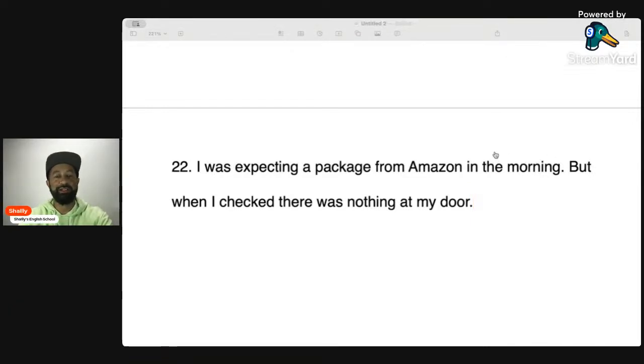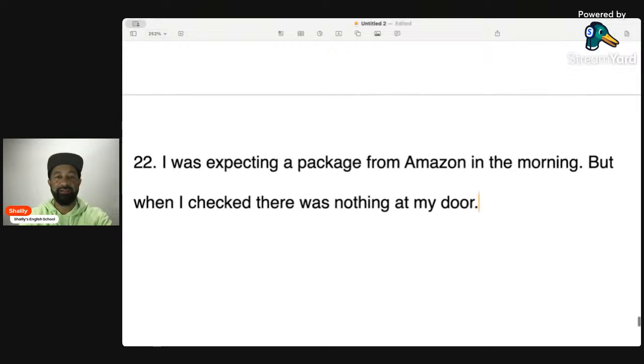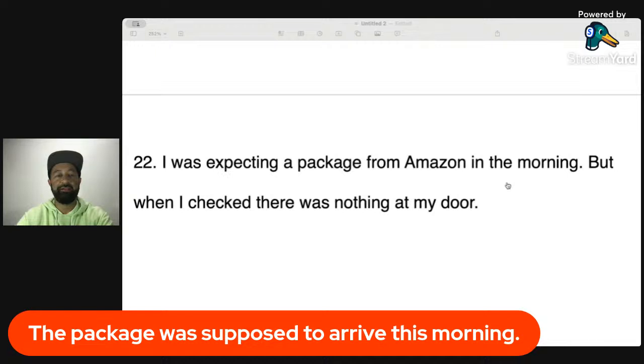So in this situation, what be supposed to sentence could I make? All right, so you're expecting a package and it's supposed to arrive in the morning. It's now morning, you're looking at your front door. Maybe my answer would be this. The package was supposed to arrive this morning. That means it didn't arrive.